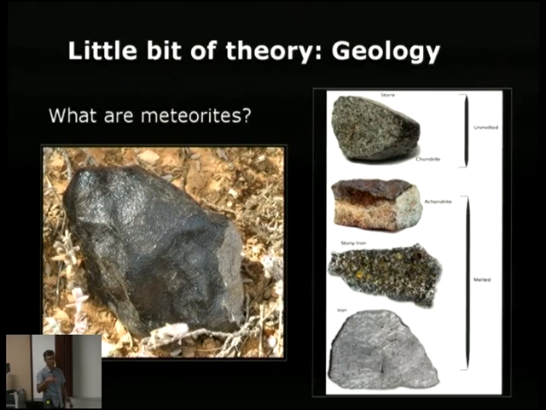Achondrite is a stony melted meteorite. Stony irons are mixed stony and iron, and pure irons are basically from the core of the larger bodies in the solar system, like some old planets possibly broken down, and larger asteroids.